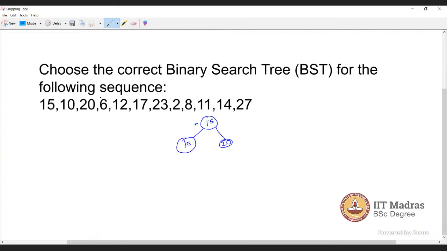Then what about 6? First we need to compare it with 15, right? 6 is less than 15, so it will go on the left side. Then compare with this 10. It is less than 10, so it will go on the left side of 10. That is 6.